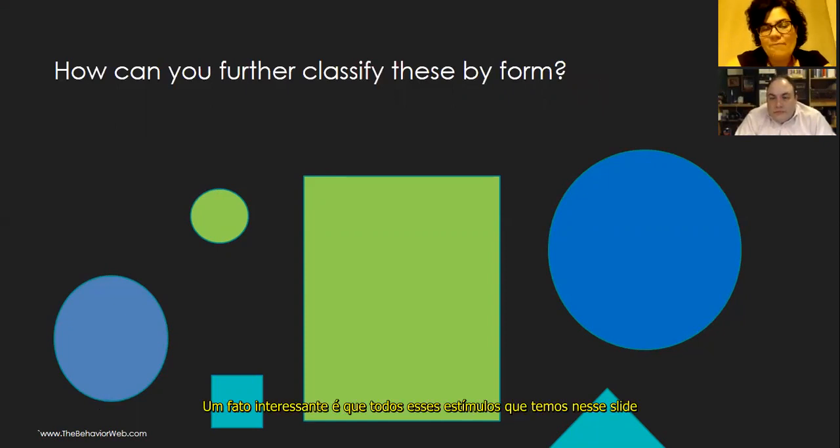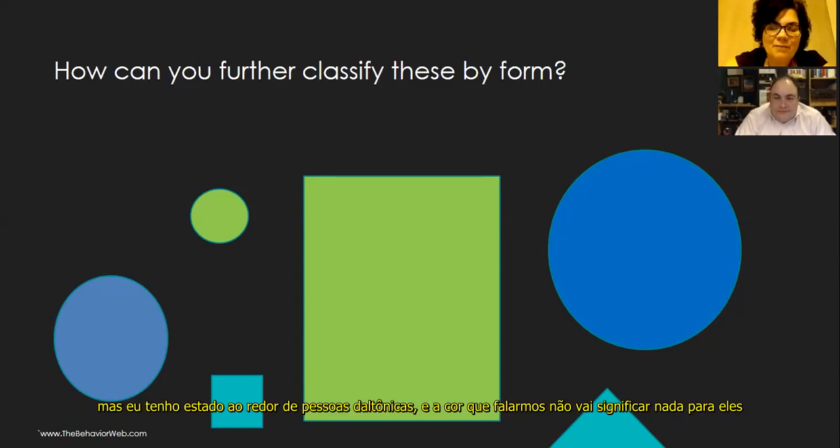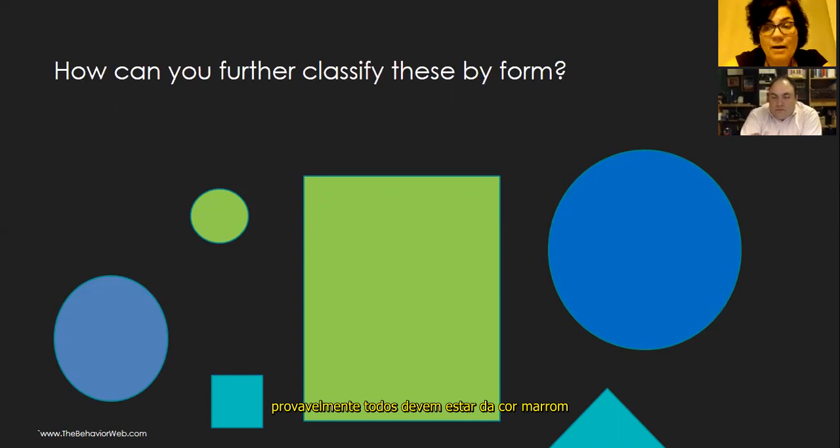Here's an interesting fact. All these stimuli on this slide are some shade of green or blue, and we're classifying them by their colors because we can discriminate their colors. But I have been around a couple of people who are colorblind. For them, the color dimension would not really mean anything. They would probably be all brown. So that feature in particular might not be something they can use to divide these stimuli, but they can still look at other features like shape and size and distance, all those sorts of things.